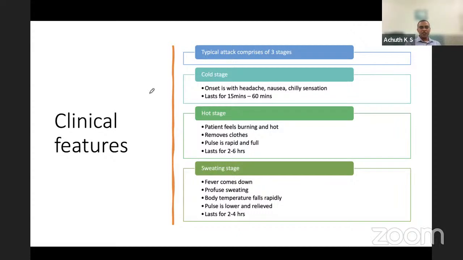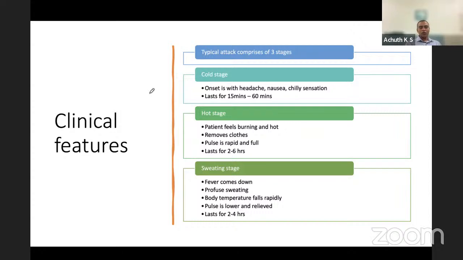But after this stage, we feel so hot, the body temperature goes to 39 or 40 from 36 or 37. And it removes everything what he used to cover himself. And there is tachycardia and bouncing type of pulse, which lasts for at least 2 to 6 hours. Imagine the plight of the individual during this.